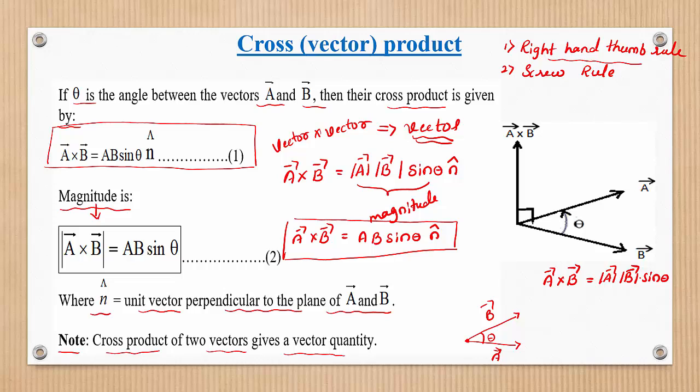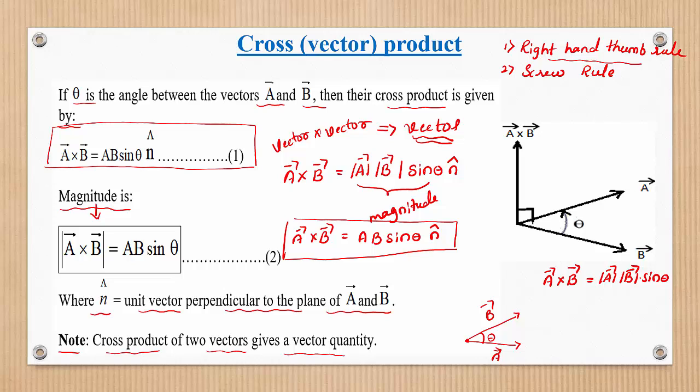Listen here carefully. Take your right hand and just fold your fingers from right to left, that is from vector A to vector B. When you fold your right hand fingers from vector A to vector B, where is your thumb? The thumb shows in the upward direction. Practically, you can use your right hand and do it.